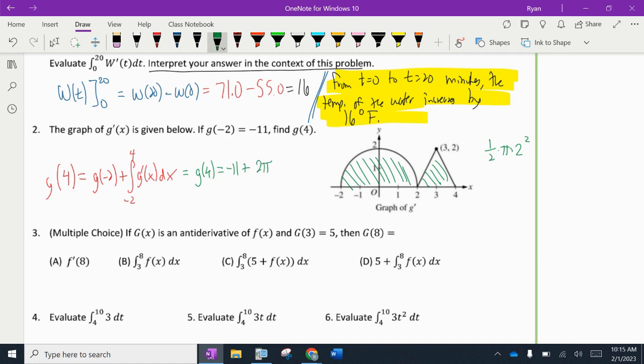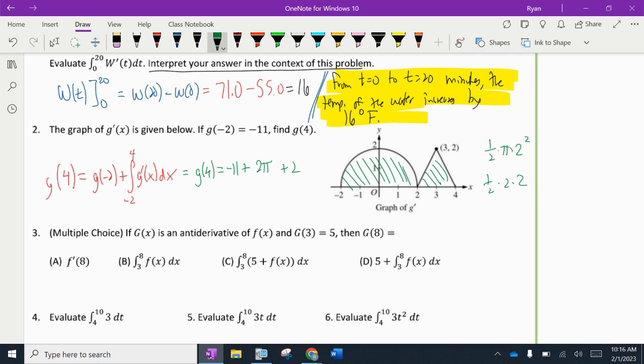So again, I could do g of 4 minus g of -2. I don't know what the function g really is, but I can find the accumulated change under the curve. I can find the area under the curve. So this part of it is 2 pi plus, what is this area? What is the integral under this derivative? 1/2 base times height, so 2.